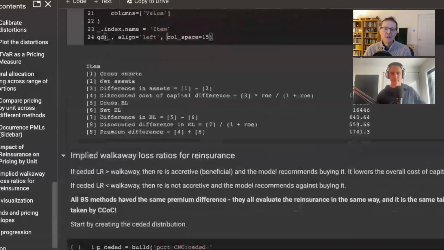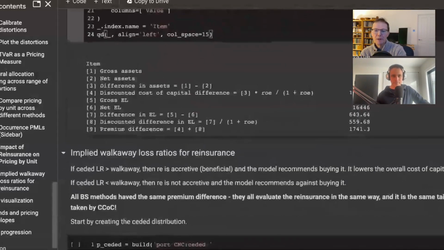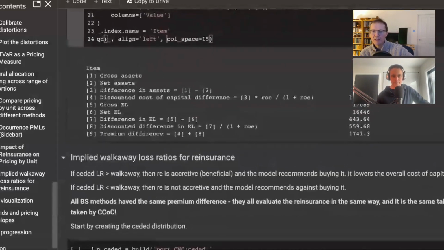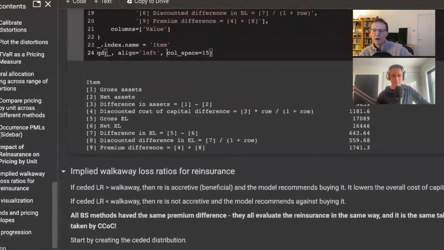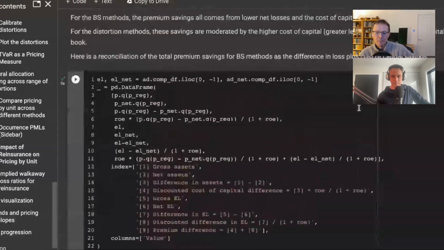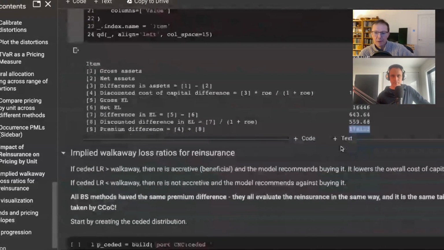Okay. So this is just a reconciliation of the premium difference that we saw for all the BS methods, which I said was driven solely by less assets, constant cost, and the difference in the EL. So I just go gross assets, net assets, savings in assets is 9053 times the discount factor gives you 1181. The savings in the losses is 643. You discount that as well, and you get your 1741 change in the premium, which was the number we saw up above. This up here.